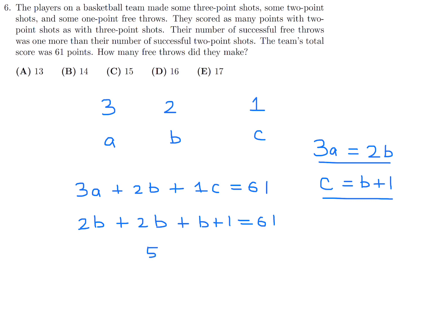So this is 5B is equal to 60, and therefore B is 12. And going back here, C is B plus 1, 12 plus 1, and therefore C is 13. And that is what they want, the number of free throws that were made. So number 6, the answer is A.